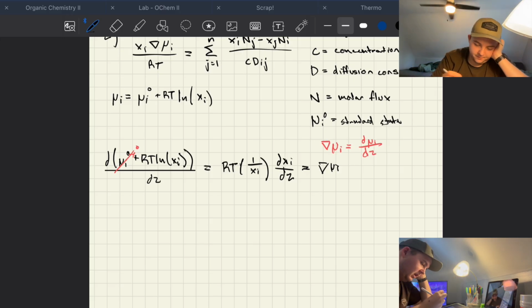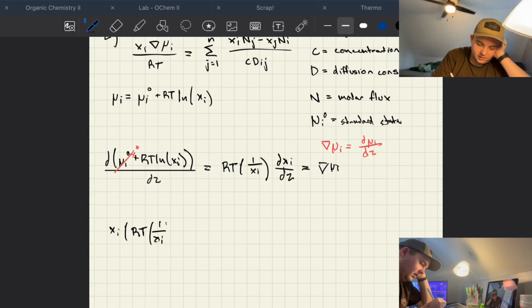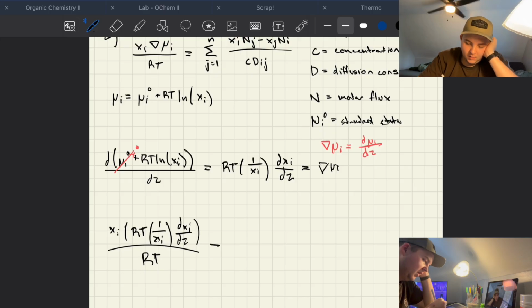Okay, let's do that. So we're going to have our xi and then plug in our fraction, so we're going to have RT, 1 over x, dxi, dz over RT. I'm just going to keep that. And that will be equal to our summation.